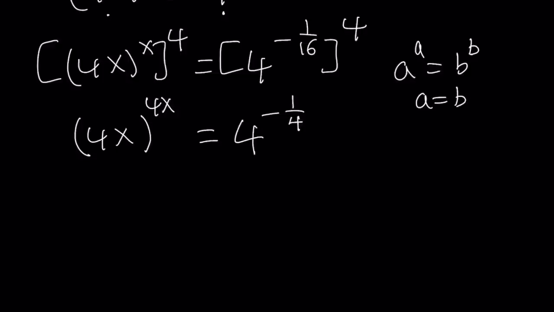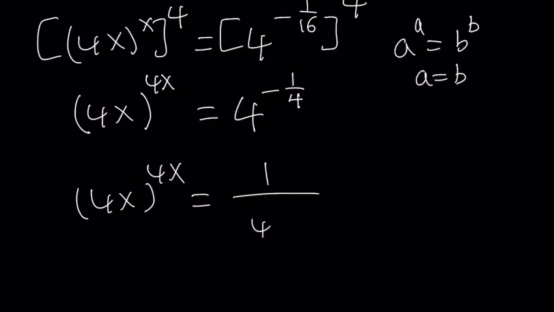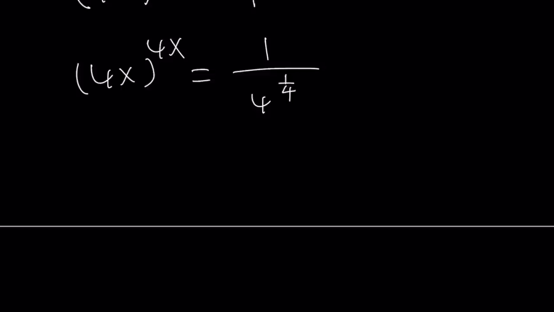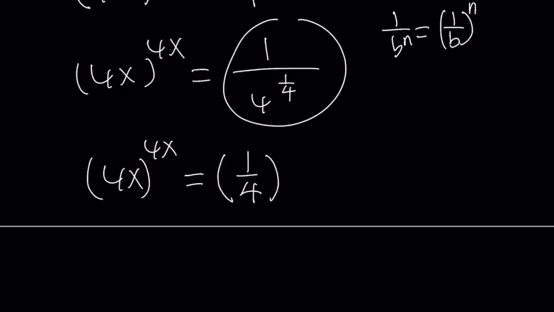Okay, now, here's what we're going to do then. 4 to the power negative exponent. So can't I write that as 1 over 4 to the power 1 over 4? Absolutely. And by the rule we talked about, this can be written as follows. Now remember, 1 over b to the n is the same as 1 over b to the power n. So we can write this number as 1 over 4 to the power 1 over 4, because that's what it is by this rule. Make sense? Beautiful.